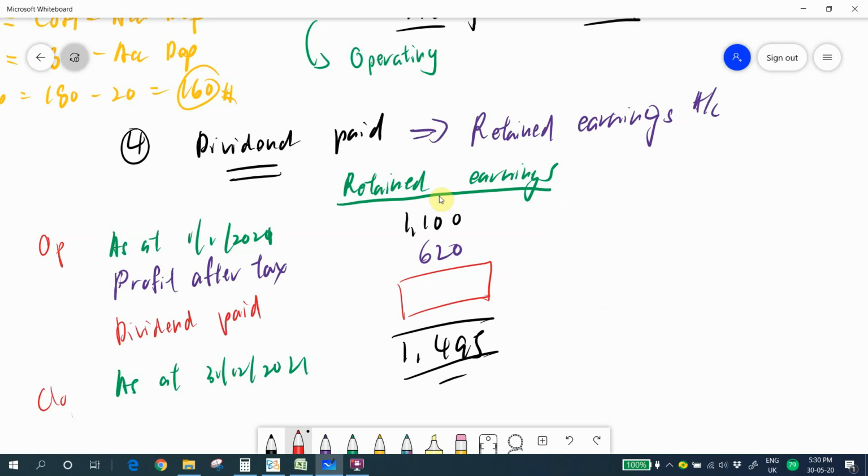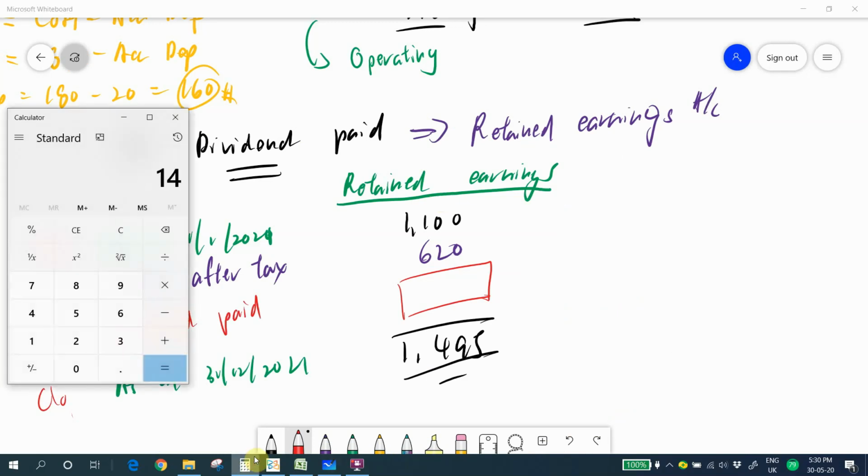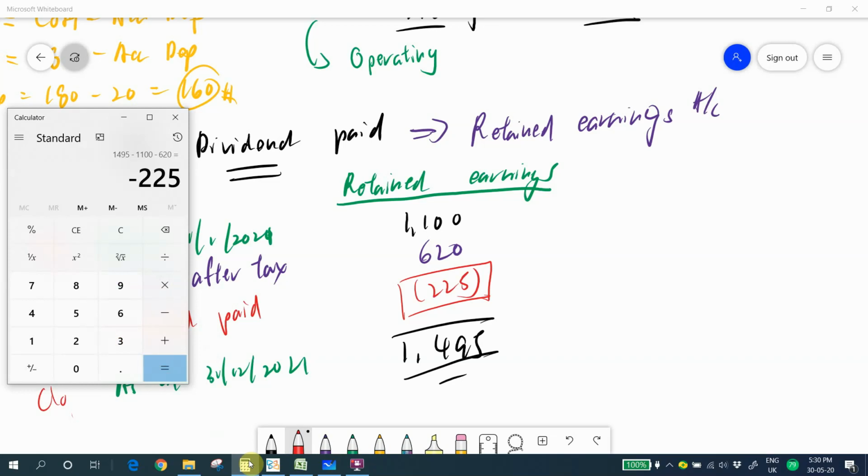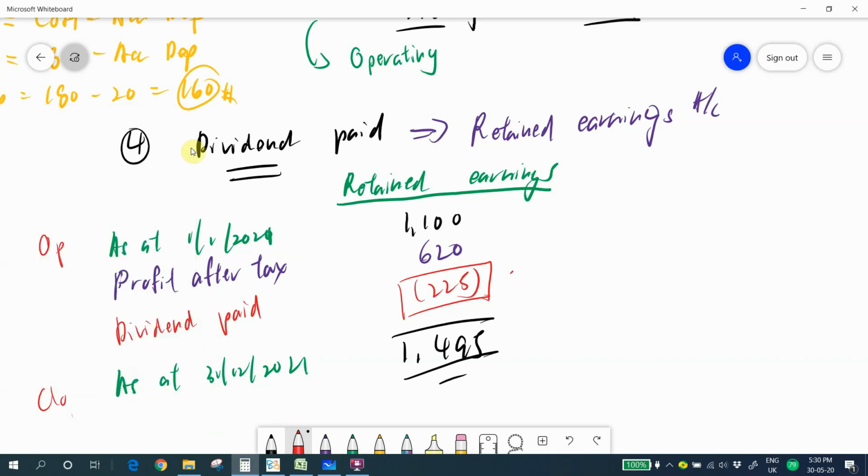So let's see how much of the dividend we really paid during the year. We use 1495 minus 1001 minus 620. So the missing information is 225 on a negative. So this 225 will be what? Our dividend payment. This is an outflow of cash, and this amount we have to show in operating activities.